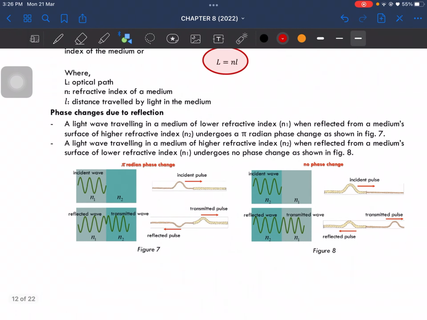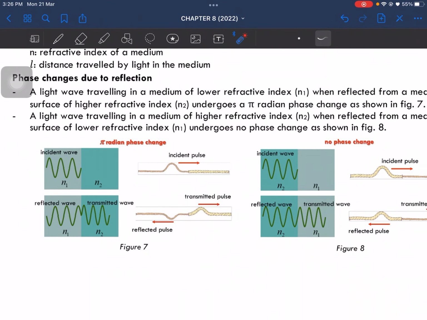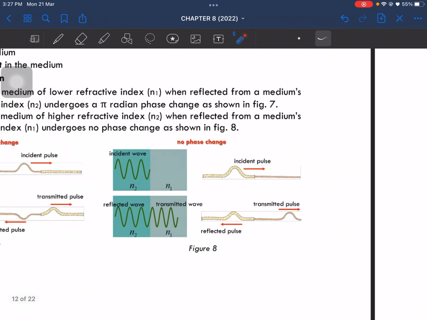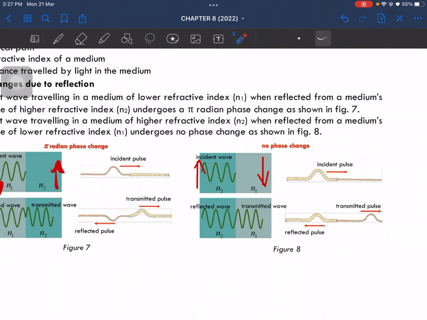Okay, and then let's look at the phase change due to reflection. Let's look at figure 7. Figure 7 has a pi radian phase change because the light is traveling from a lower refractive index to a higher refractive index. The refractive index here is lower, and this one is higher. So there would be a phase change of pi radian. And for this one, this is higher and this is lower. If a wave is traveling in a medium of higher refractive index going to a lower refractive index medium, it will not undergo any phase change. Okay, all right.